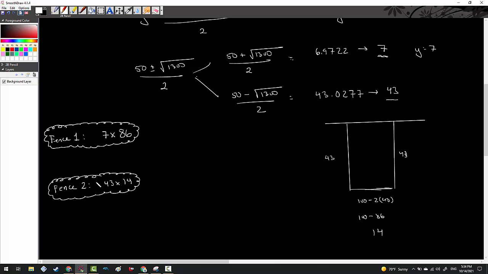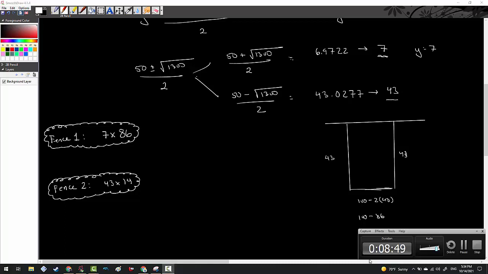Again, they didn't say which one she preferred. All we need is that it needs to encapsulate 600 square feet, and it does under both circumstances. Hopefully that problem makes sense. I will be back with the next one.